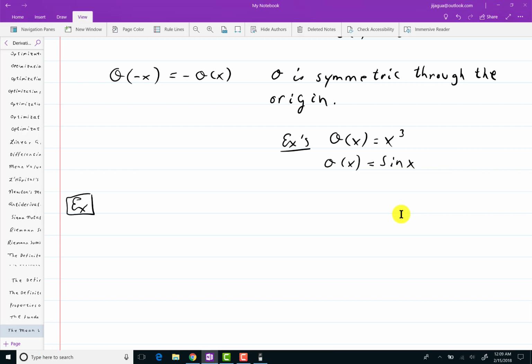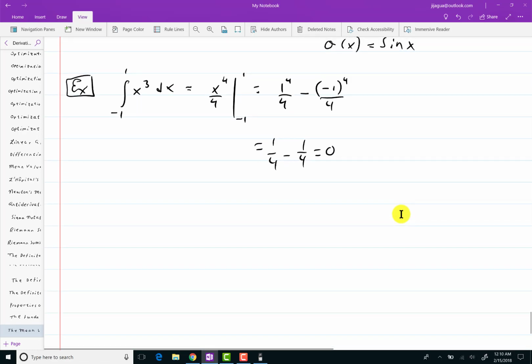If I do any of these, say the integral from -1 to 1 of x cubed dx, what's going to happen? Well, I'll have x to the 4th over 4 from -1 to 1. That'll equal 1 to the 4th over 4 minus -1 to the 4th over 4. That will equal 1/4 minus 1/4, which will equal 0.